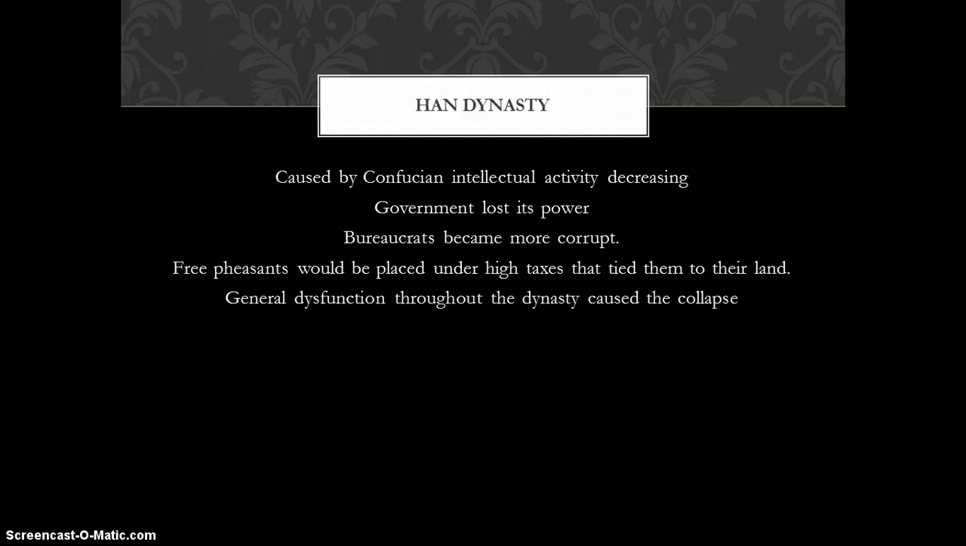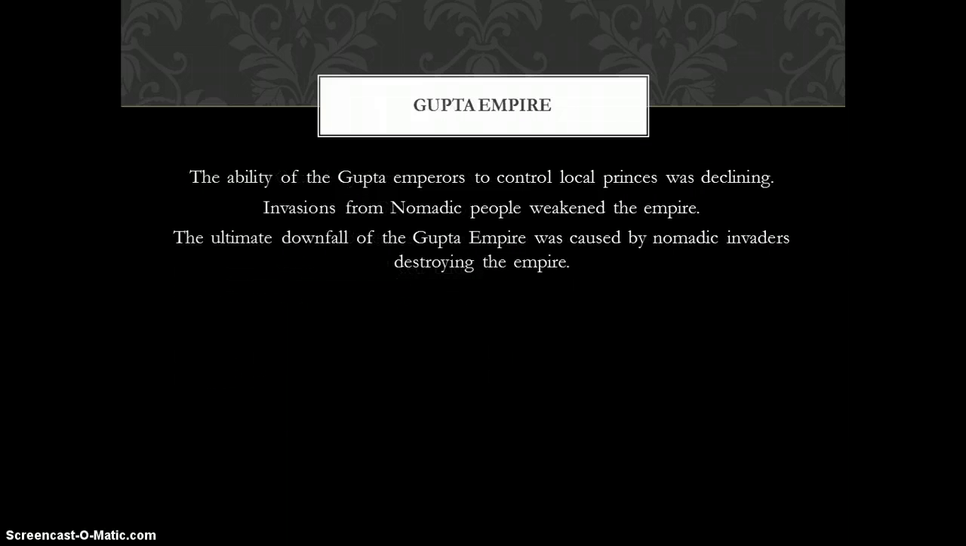Next empire we're going to cover is the Guptas. The ability of the Gupta emperors to control local princes was declining. The government couldn't control the other members within the government that didn't have as much power, so it caused an unbalance and dysfunction. Lots of dysfunction in this PowerPoint.